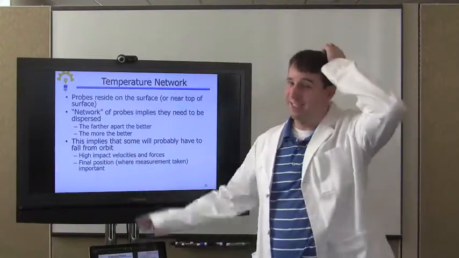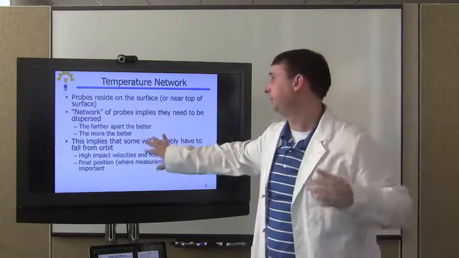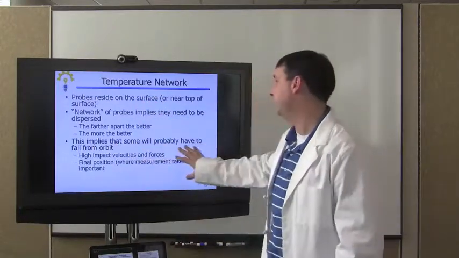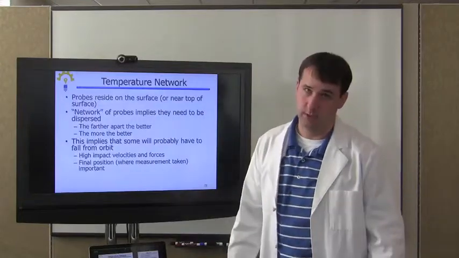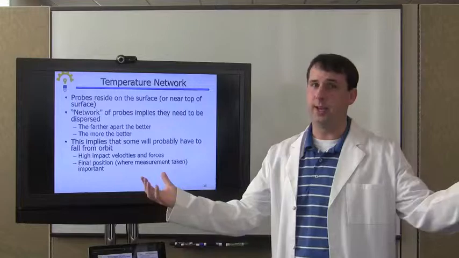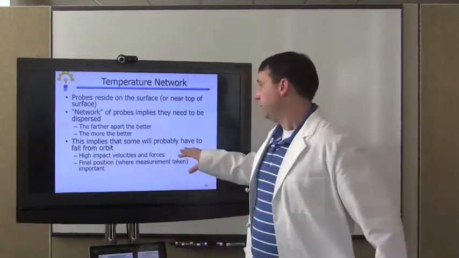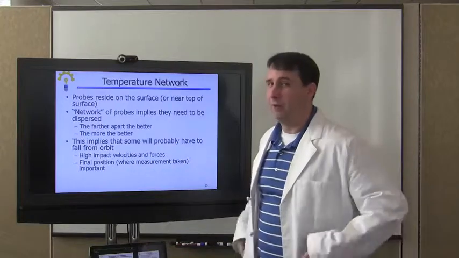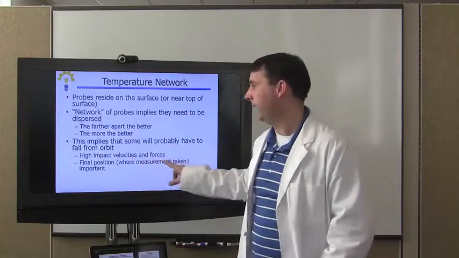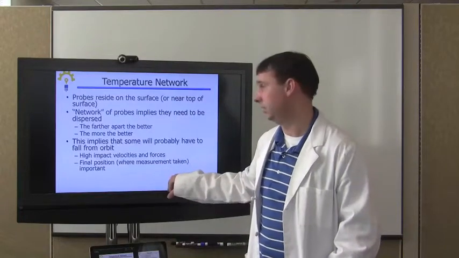Okay, this is just like internal structure. The more and the farther apart, the better. This implies that some will probably have to fall from orbit, okay? Because one lander, one location. If you want to have a network over the whole planet, you've got to drop some from orbit, right? So this implies that some will probably have to fall from orbit, and that implies that you're going to have high impacts on the surface and high forces, stuff like that.